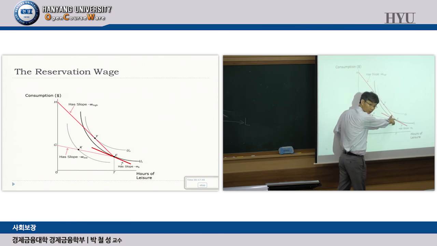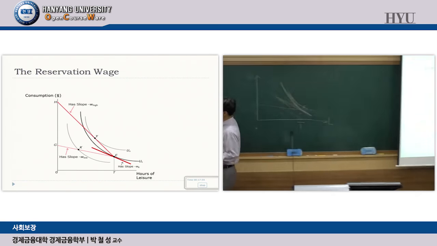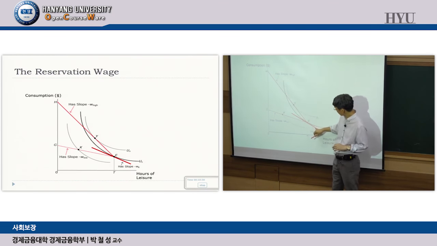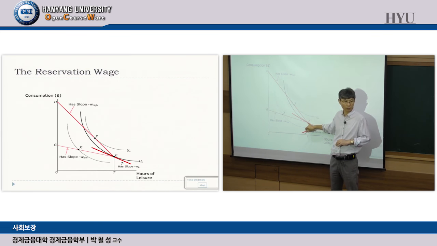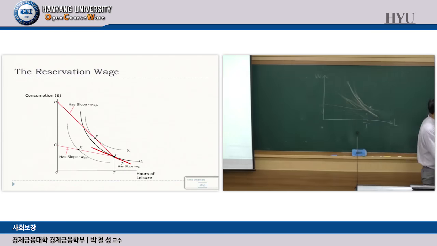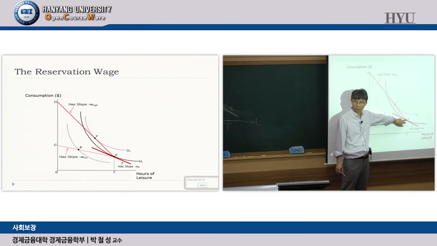If you twist it a little bit and make it steeper than this one, you'll find that person is going to work. And if you make it a little flatter than this one, then this person will surely not work. Like this one not working, like that one working. So this line gives us the reservation wage for that person. You can say that the reservation wage is given as the slope of the indifference curve at point E, the point of not working.